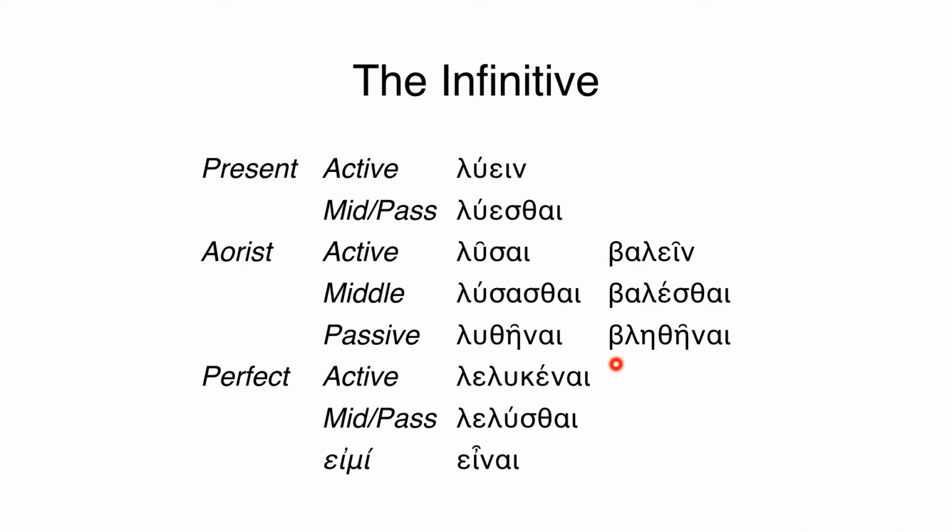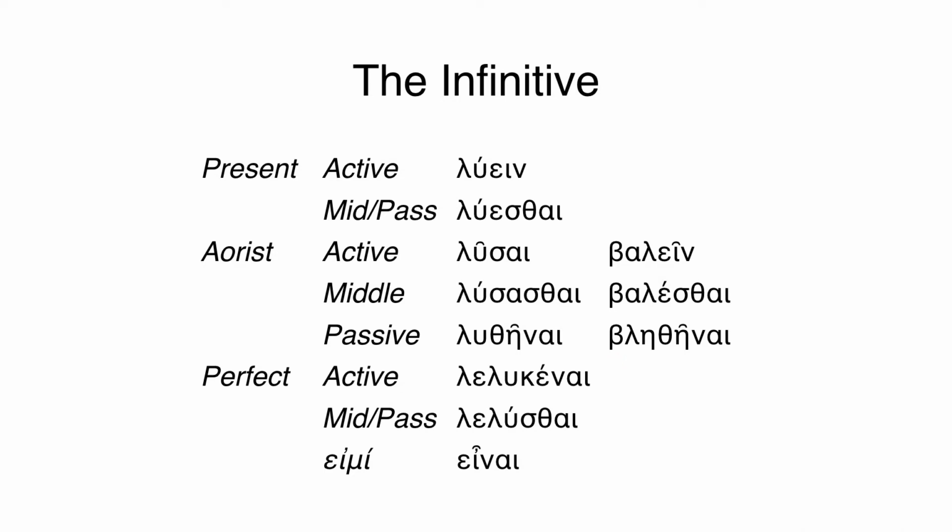And then the passive form is somewhat different, blethenai. This can only be derived if you know your principal parts and you learn that ballo in the aorist passive switches to ble rather than bal.